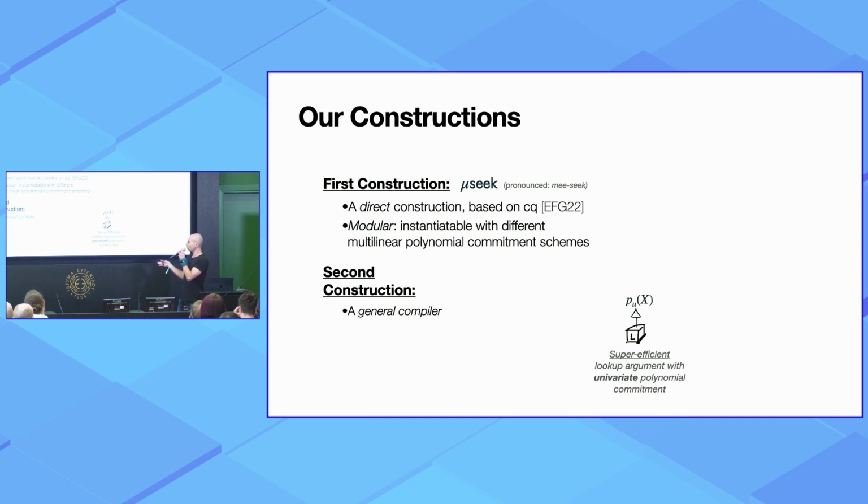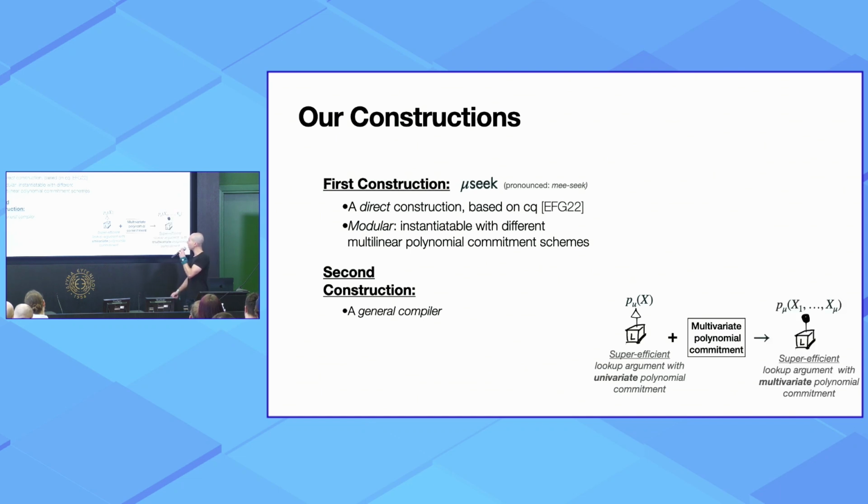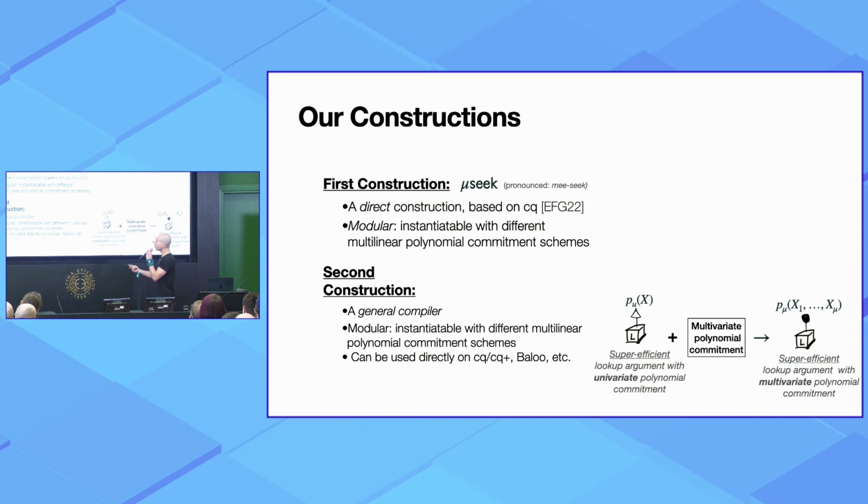I'm going to show you more about the compiler, but what does the compiler do? It takes in input a super efficient lookup argument with univariate polynomial commitment as interface, takes a multivariate polynomial commitment with a very simple property, needs to be on the same field, and it gives you a super efficient lookup argument with multivariate polynomial commitment, so black box. Okay, and there are no fireworks there. You're going to see how it works. You're going to nod and say, okay, that makes sense, hopefully. And yeah, you can instantiate that with whatever you want. So you can instantiate that on your favorite lookup systems with univariate features.